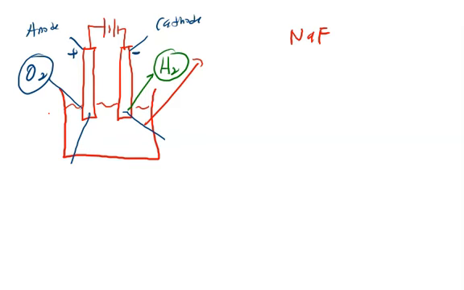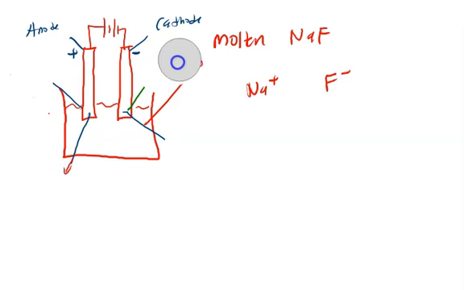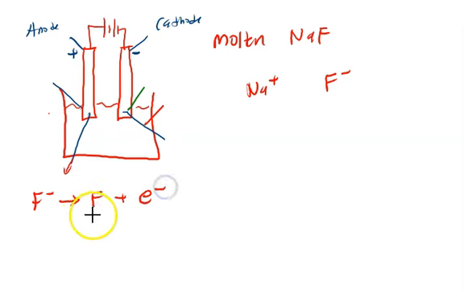So if it is molten, you only have sodium and fluoride ions. Okay, so what will happen at the anode side? At the anode side, we will have fluorine being discharged. Fluorine will appear as a diatomic molecule, so not to forget to put that here.